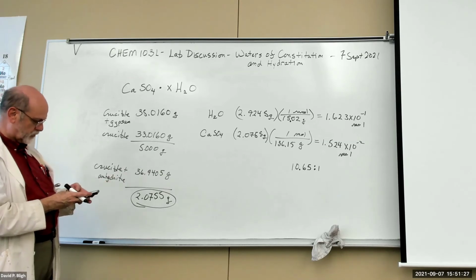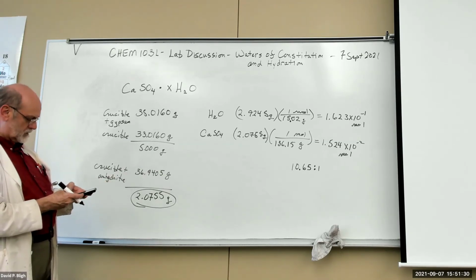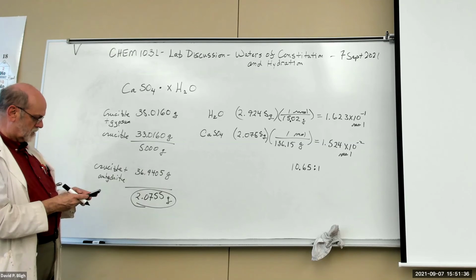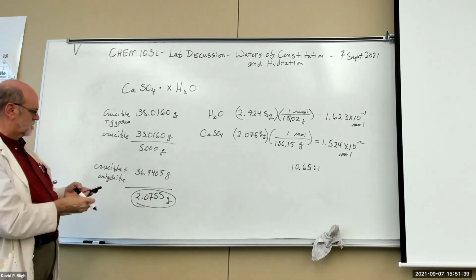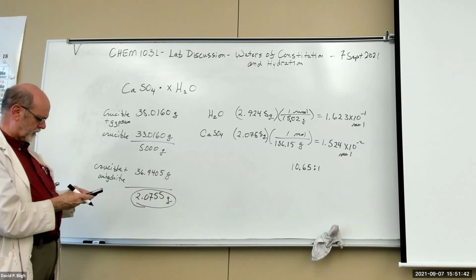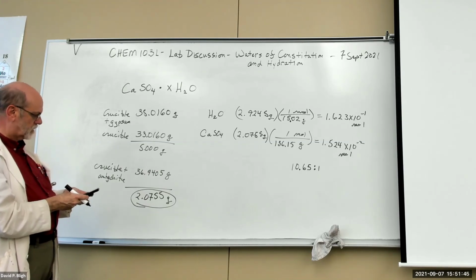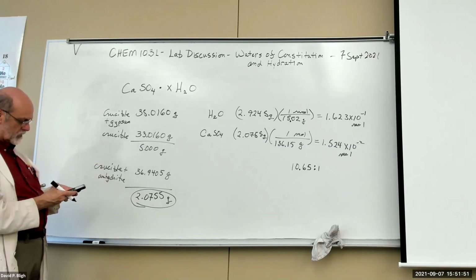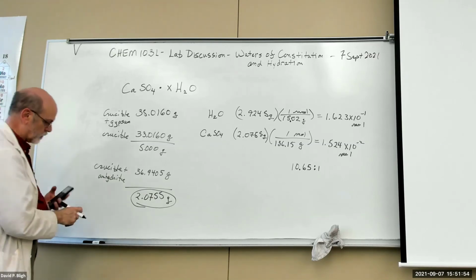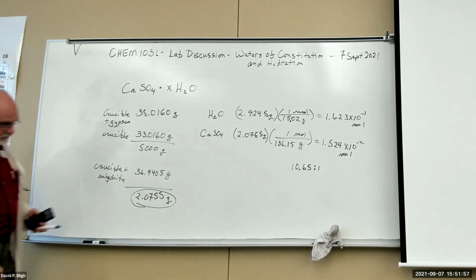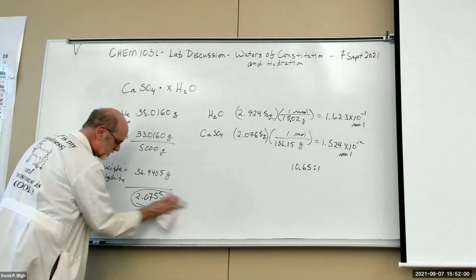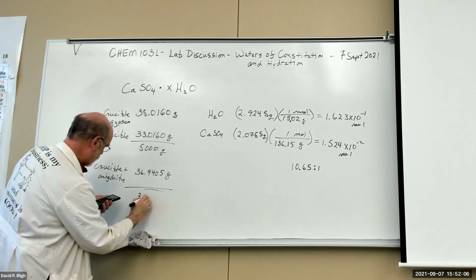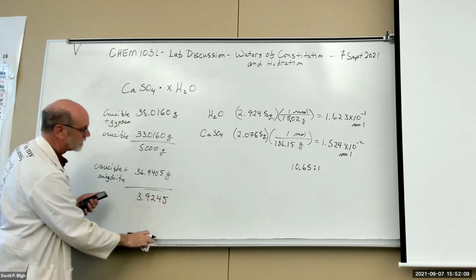Let's try that again. 36.9405, and subtract the crucible, 33.0160. Okay, that's where it is. That's my mistake. It should be 3.9245.